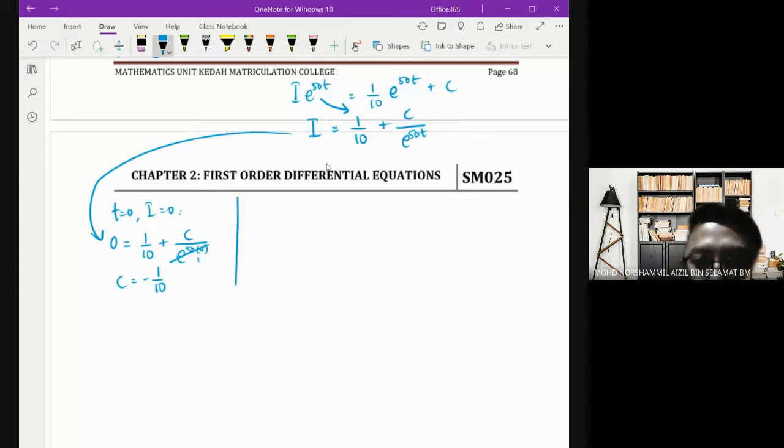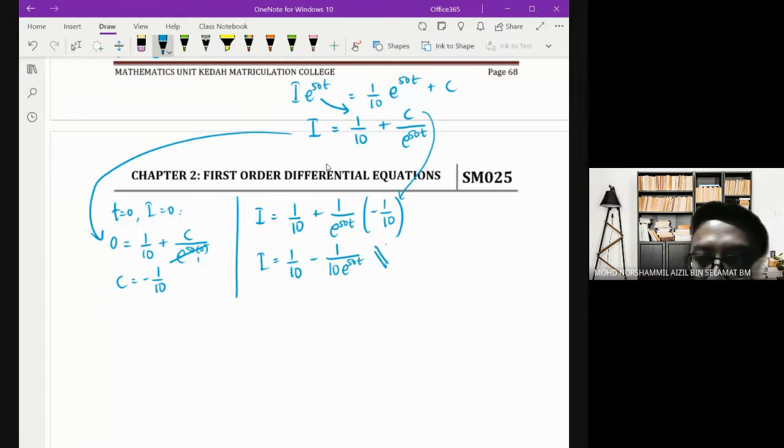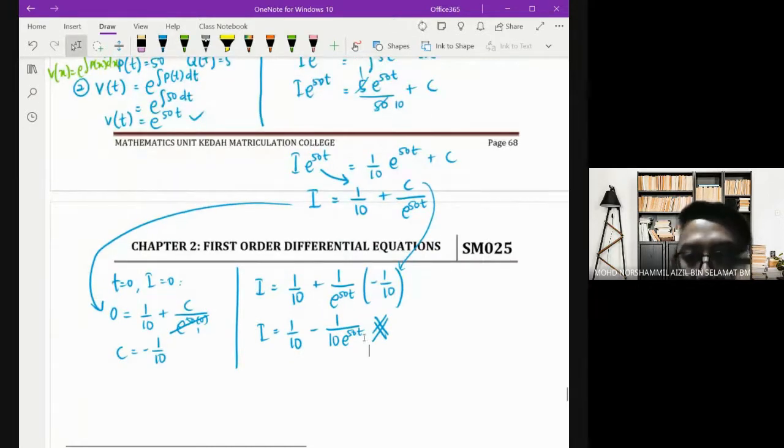So what does it mean? I is actually 1 over 10 plus C over exponential 50t, and your C is minus 1 over 10. So I will be 1 over 10 minus 1 over 10 exponential 50t. So this is the equation that we want. For any time, what is the current? So this is the formula. Is that okay, guys?